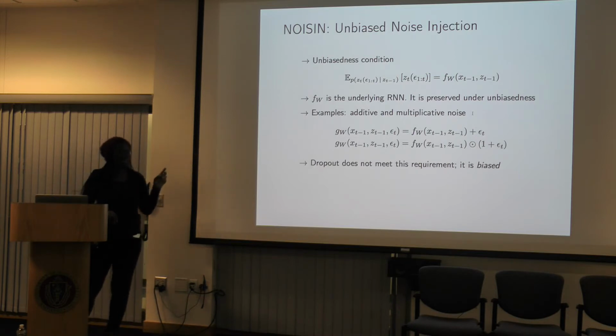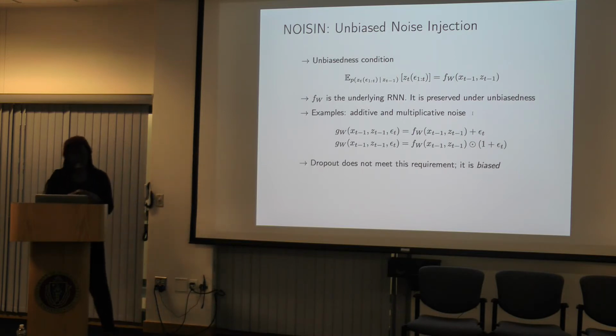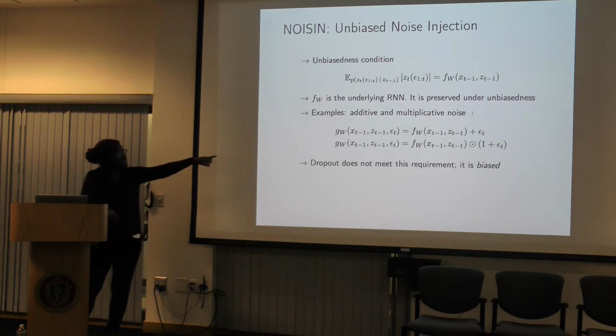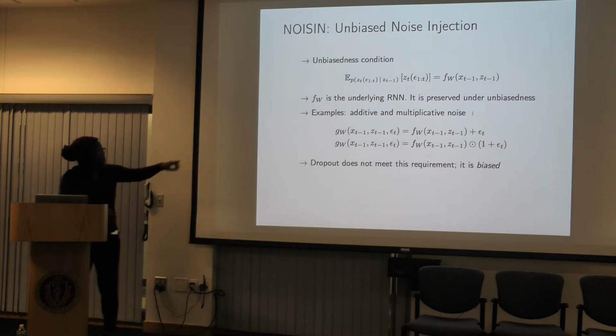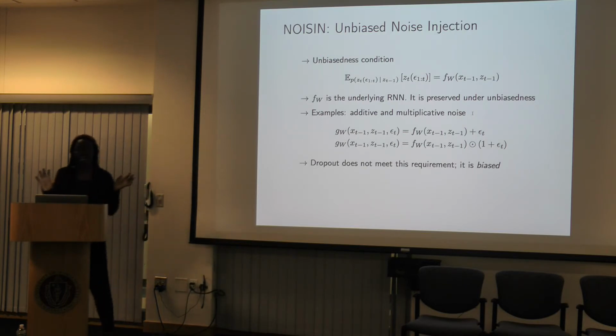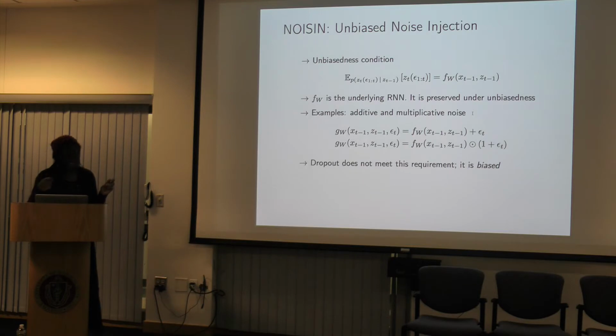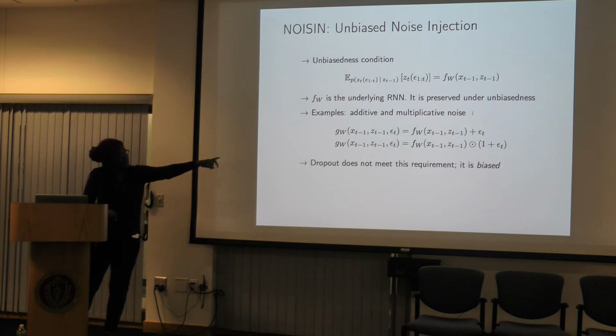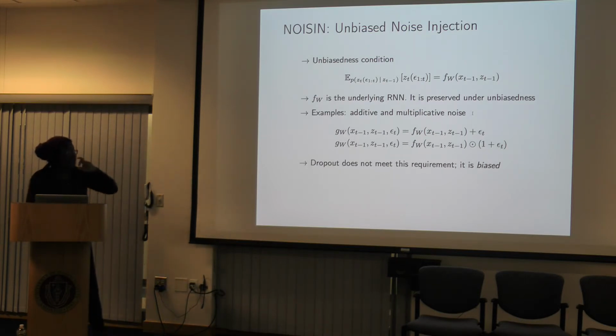Two choices of noise regimes that allow you to do that are additive noise and multiplicative noise, as defined here. Your parametric function that defines your noisy hidden state is the sum of your noise variable epsilon t and the parametric function for the underlying RNN. For multiplicative noise, you have the same thing, but you're multiplying. Here, epsilon has mean 0. So when you're multiplying, the expectation respects that unbiasedness condition.